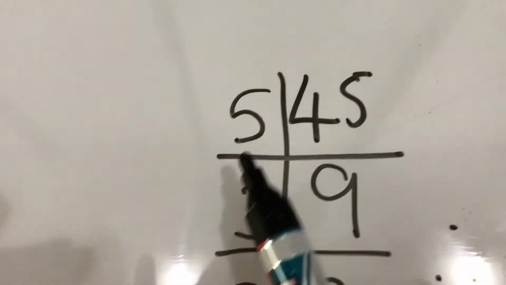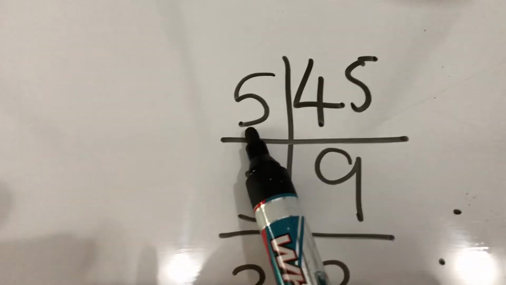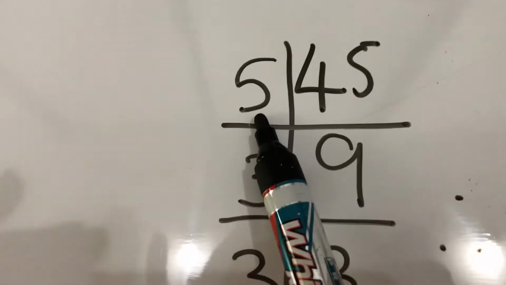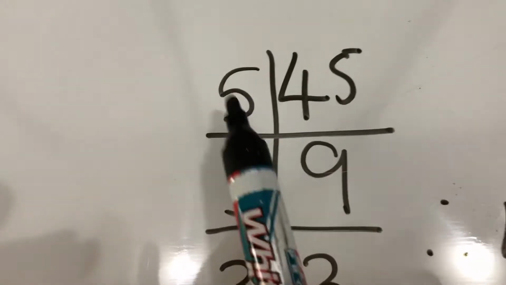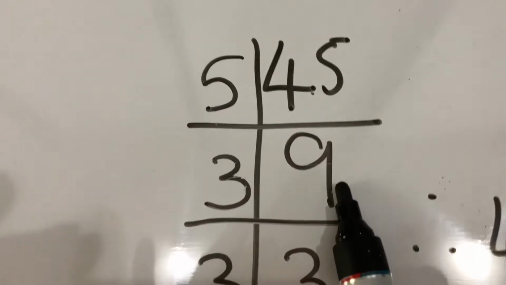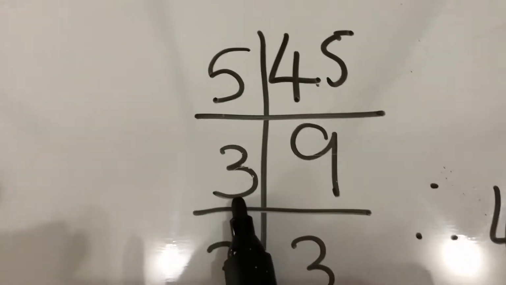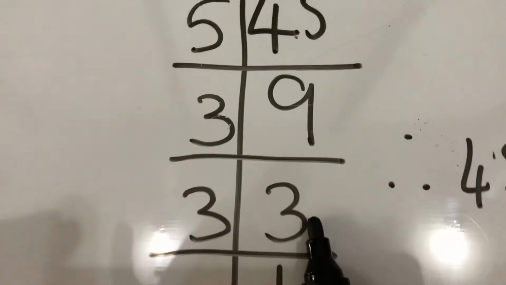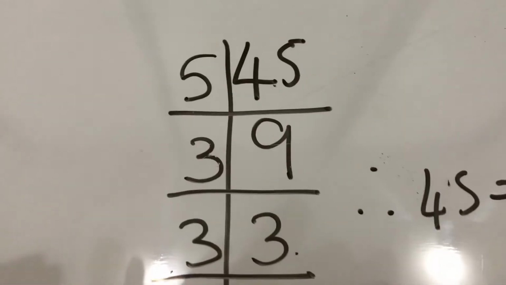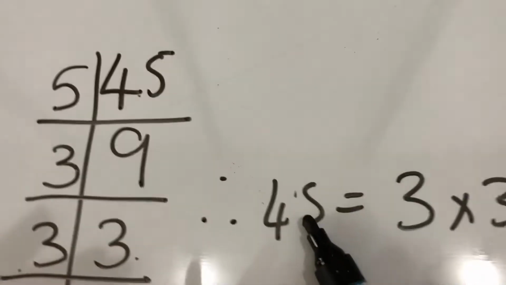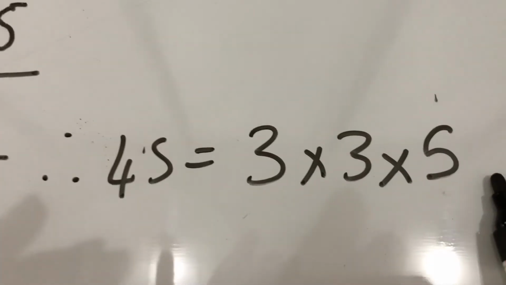Now actually I didn't notice that 3 was the smallest prime number that went into 45. I immediately saw 5. So we can start there. 5 into 45 goes 9 times. But then we see 3. 3 into 9 goes 3 times. And 3 into 3 goes once. And then I just arrange it in a better order. So 45 equals 3 times 3 times 5.